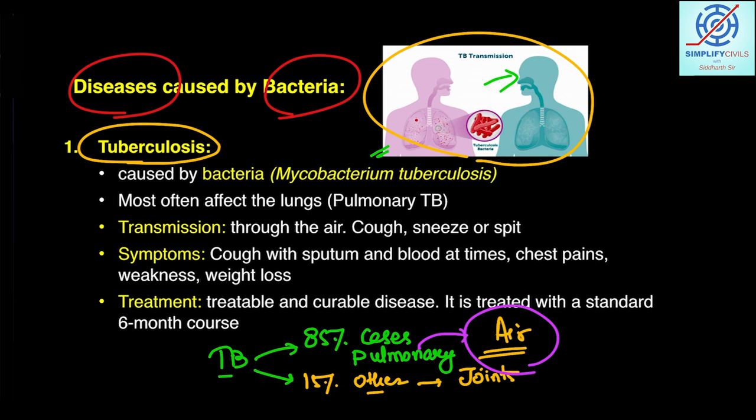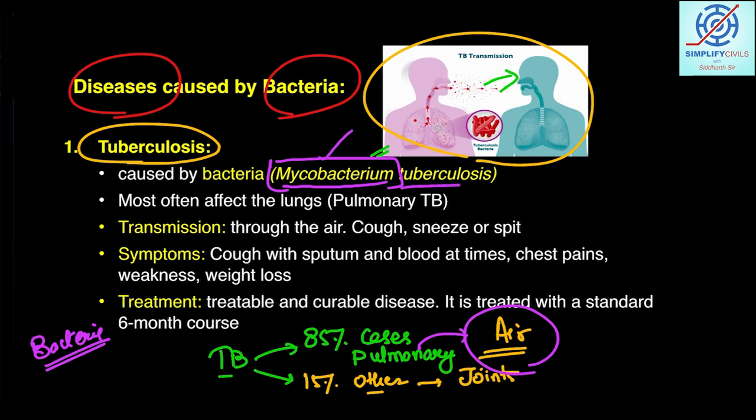Developing countries, I've already told you, India is one of the countries where almost 90% of us have the bacteria in our body. And this bacteria is mycobacterium. So the bacteria responsible for causing the disease is Mycobacterium tuberculosis. Just remember the genus. The scientific name is written in two parts, genus and species. The first word is the genus and the second name is the species. So this is genus Mycobacterium.